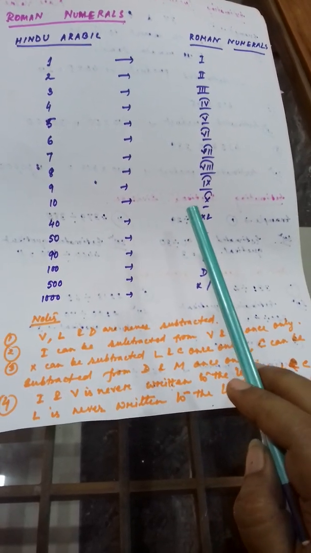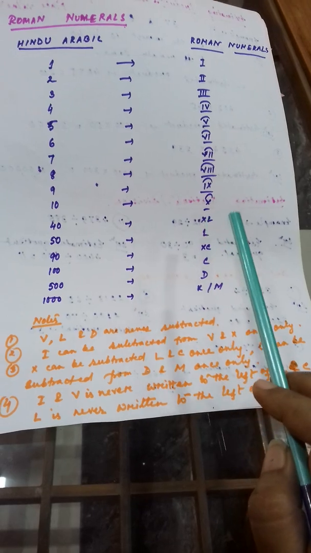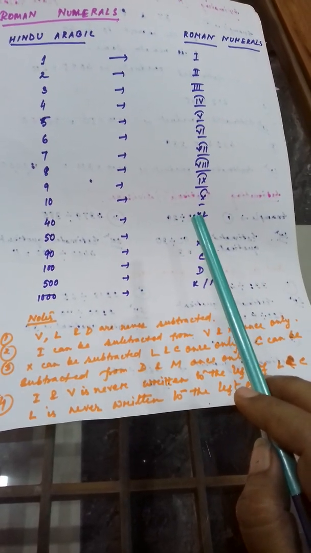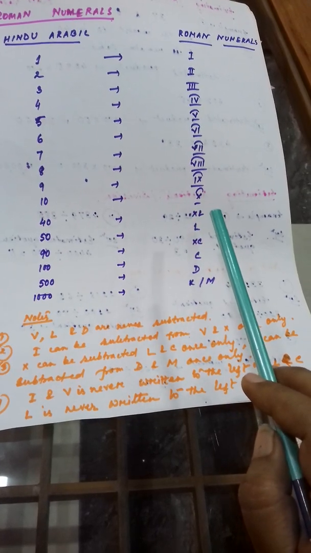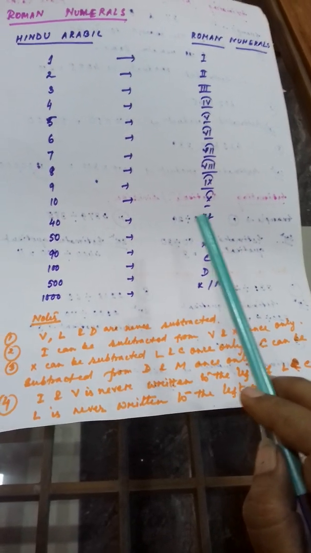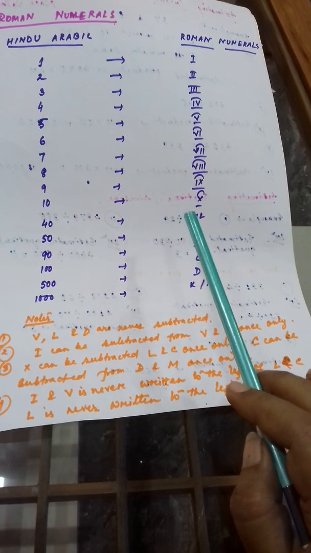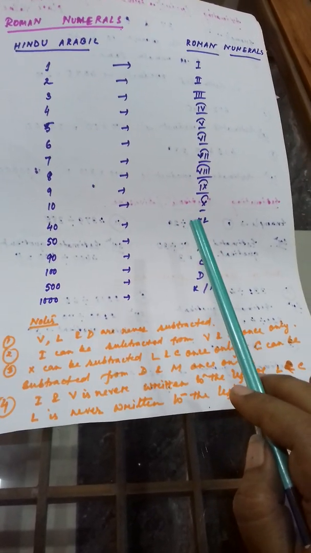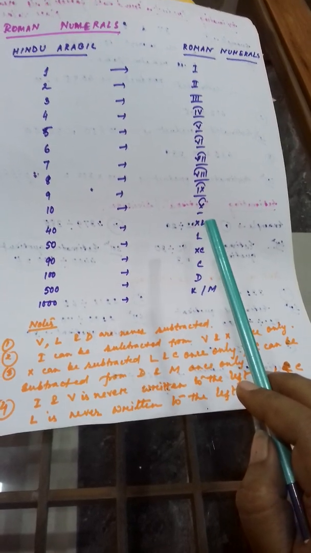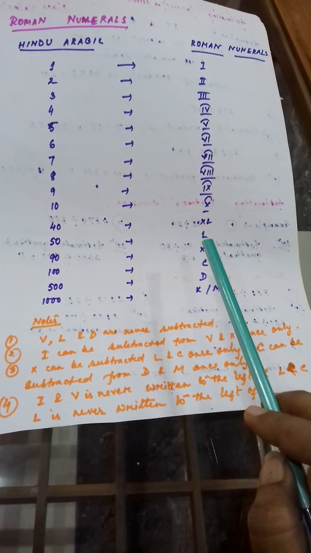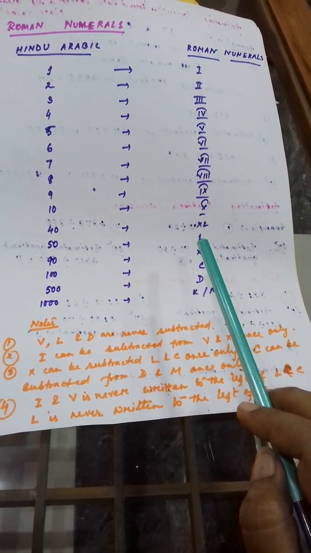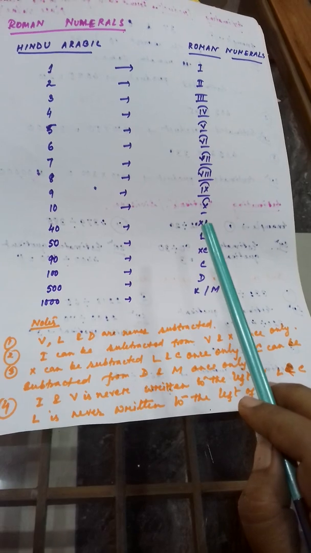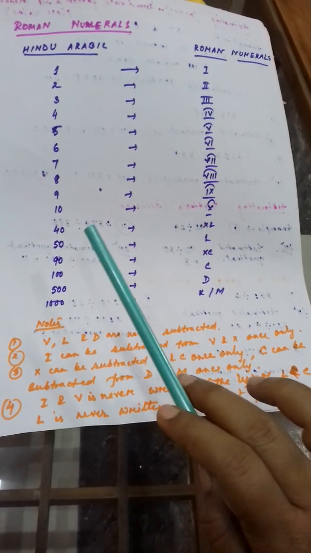Same way, another important one is 40. 40 you will not write XXXX, because like 1 I, you cannot repeat X also more than 3 times. Clear? So when you write up to 30, you can write XXX, but when you write 40, it will be XL. Why is it L? Now let's come. L means what? 50. Now 50 minus 10 is 40.